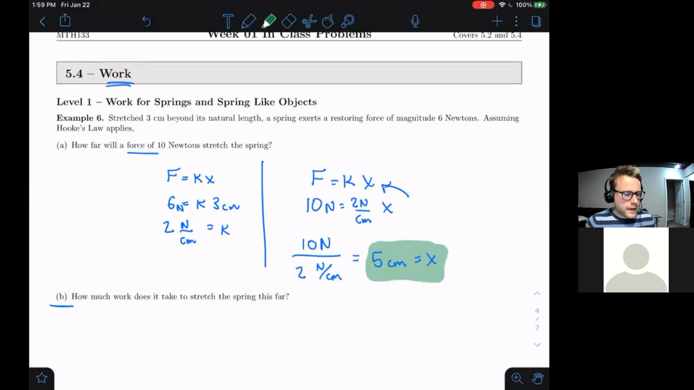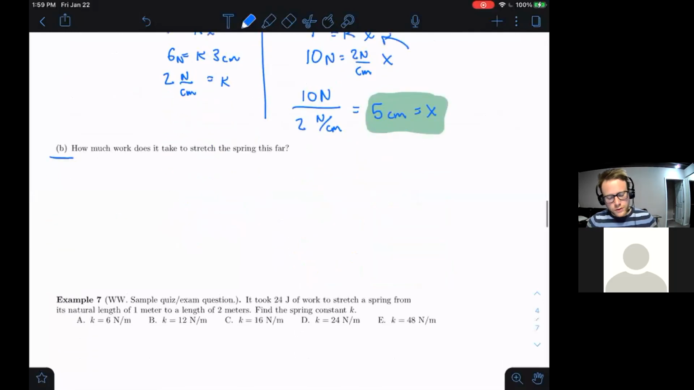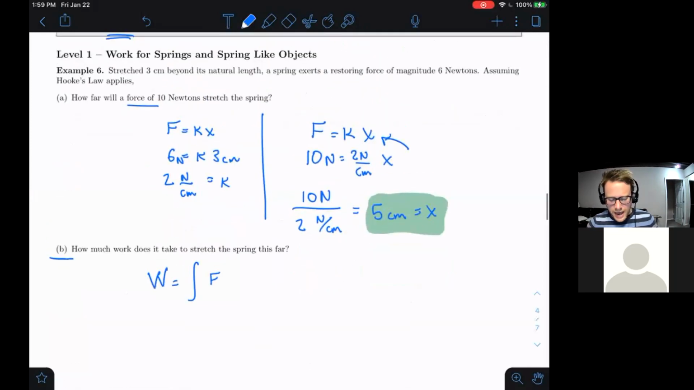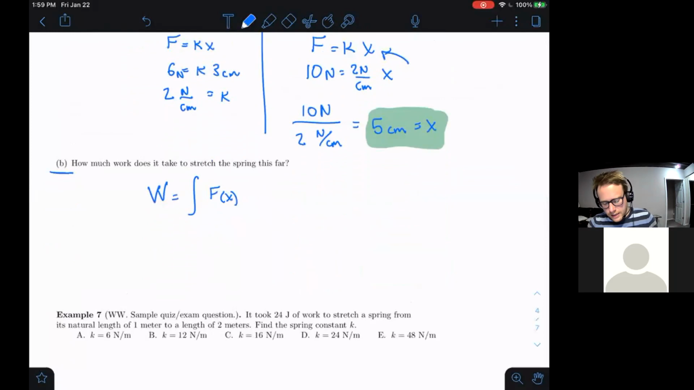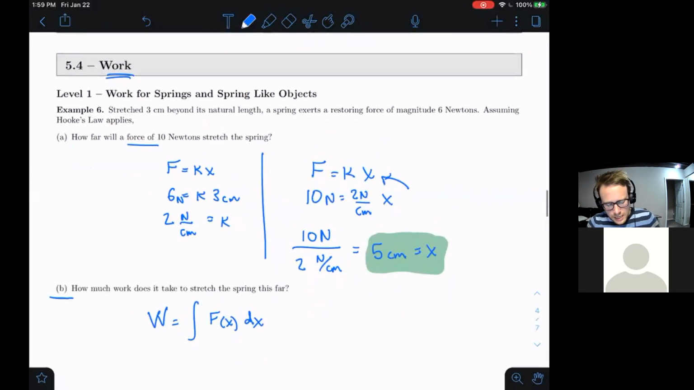Let's go ahead and solve B, and then we'll open it up and see if there are any questions. Now that we know how far the spring is going to stretch, the question becomes, how much work does it take to actually stretch it this far? This is where we need to use our work equation. Remember, work is the integral of force. It seems like we're using X as our variable here, so I'm going to say f of X, thinking of it as some horizontal stretching of the spring. We know we're starting at 3 centimeters beyond its natural length, and we go to 5 centimeters beyond its natural length. This is what we did with part A.